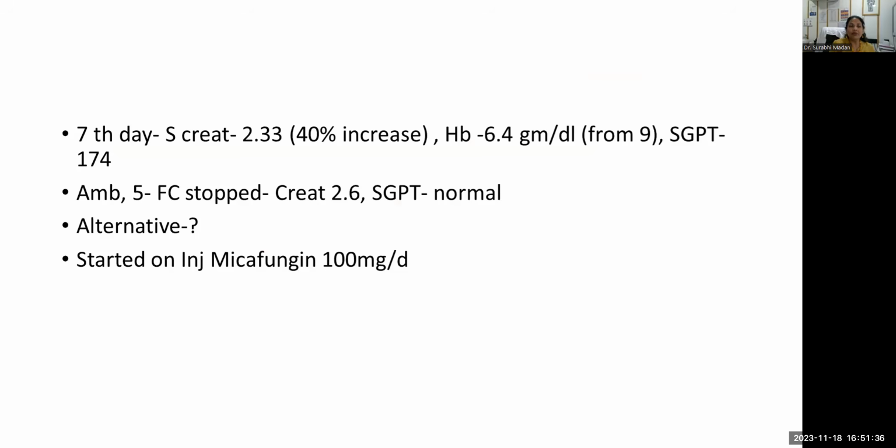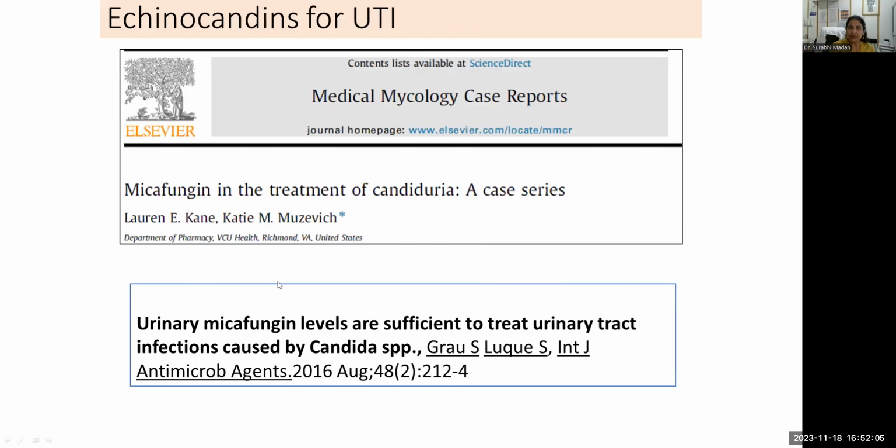So he was doing well on amphotericin B and flucytosine. However, his creatinine started increasing, his hemoglobin dropped down, and the SGPT became 174. So at this point, he has developed toxicity due to amphotericin as well as possibly due to flucytosine. So both of the drugs were stopped. And now what alternative do we have? So ultimately, this patient was started on micafungin 100 milligrams per day.